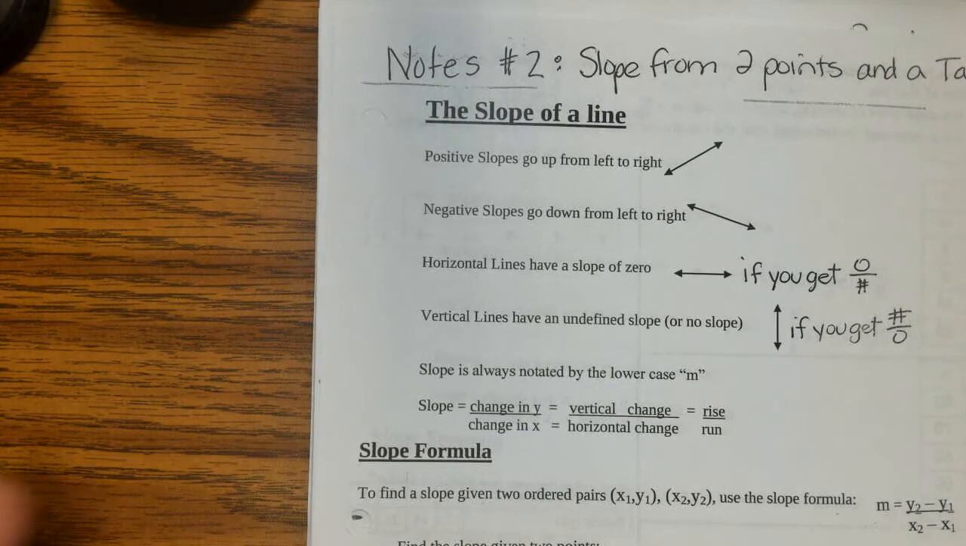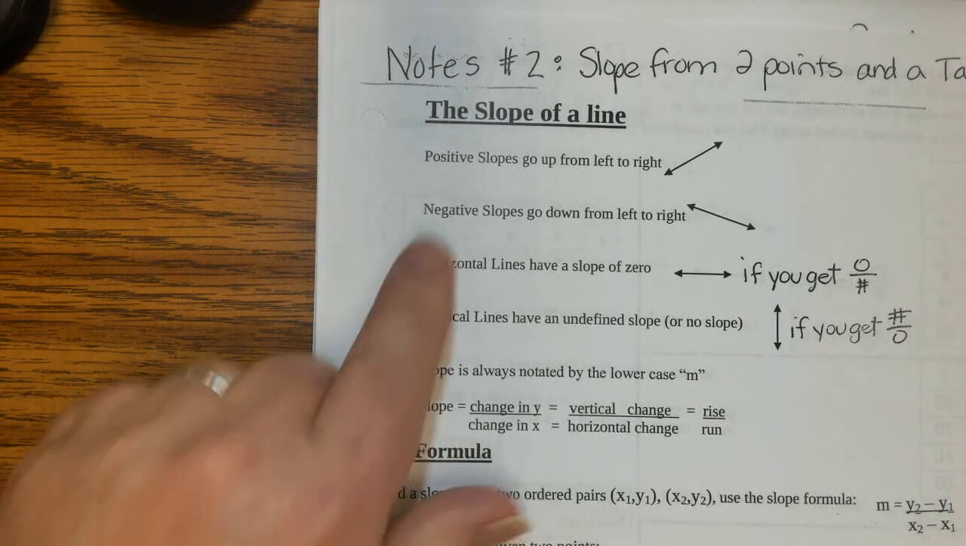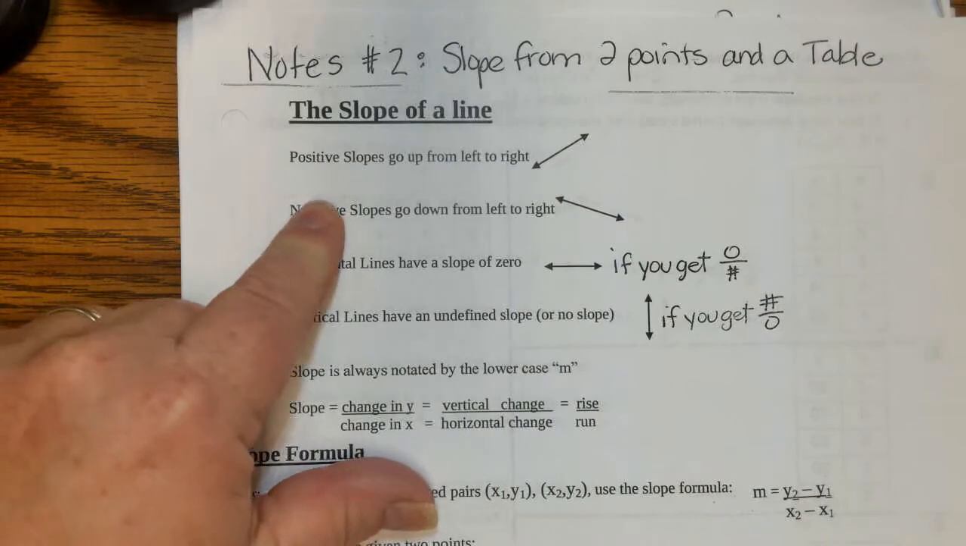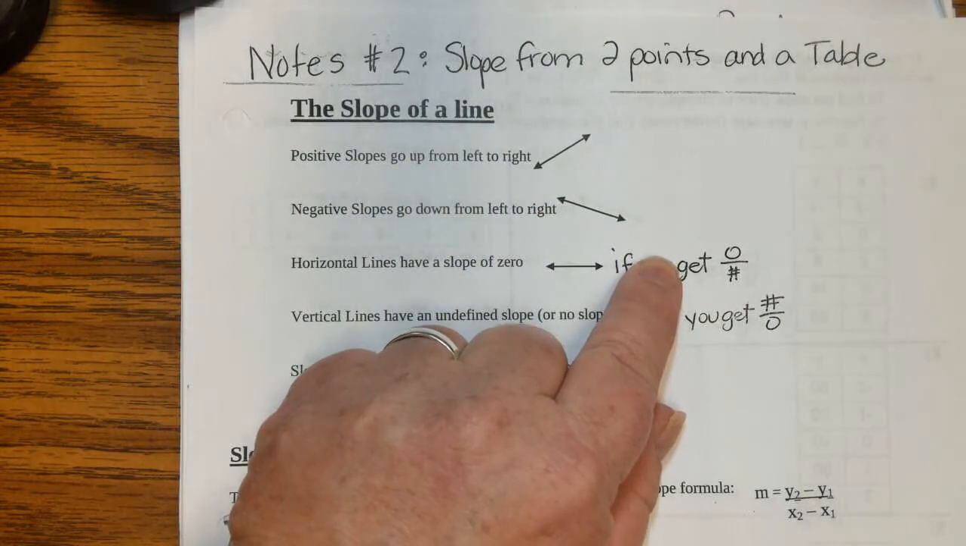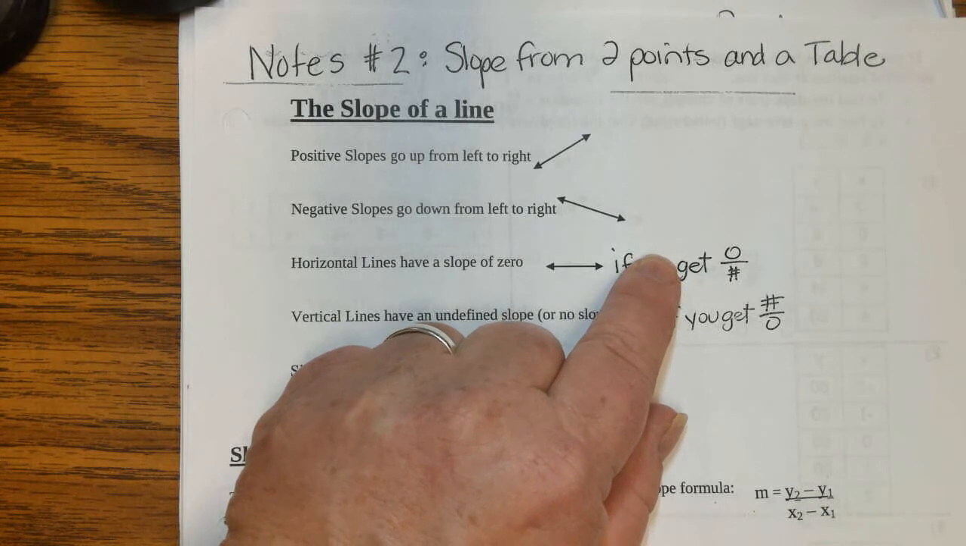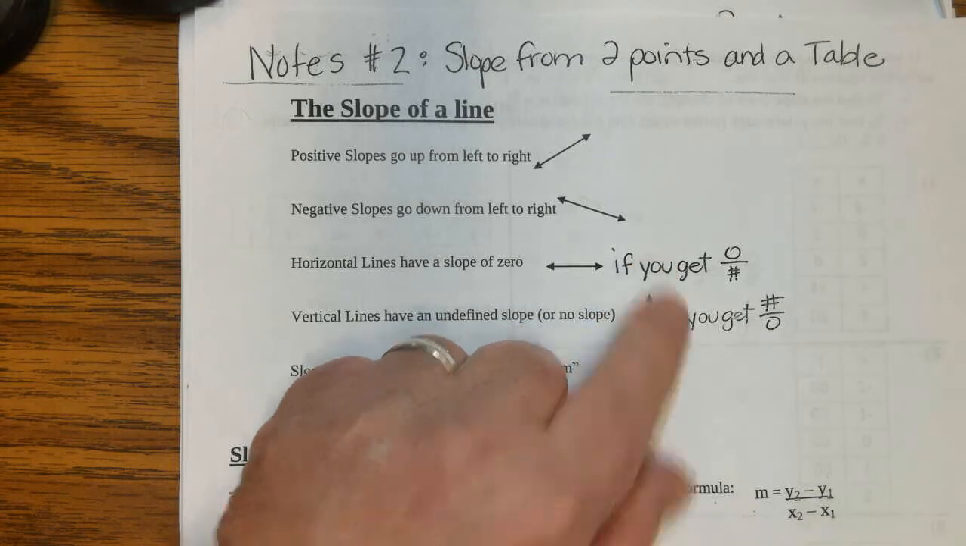Notes. Slope from 2 points in a table. We're having problems with this. Positive slope, negative slope. Okay? I'm looking at all those graph papers that you got back. A lot of people didn't get this correct.